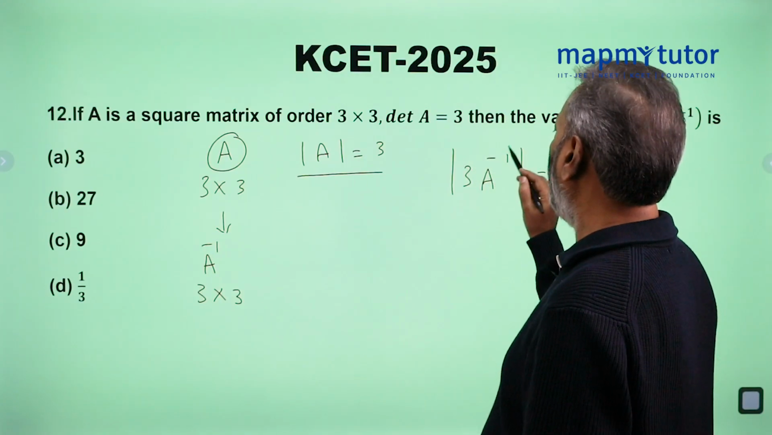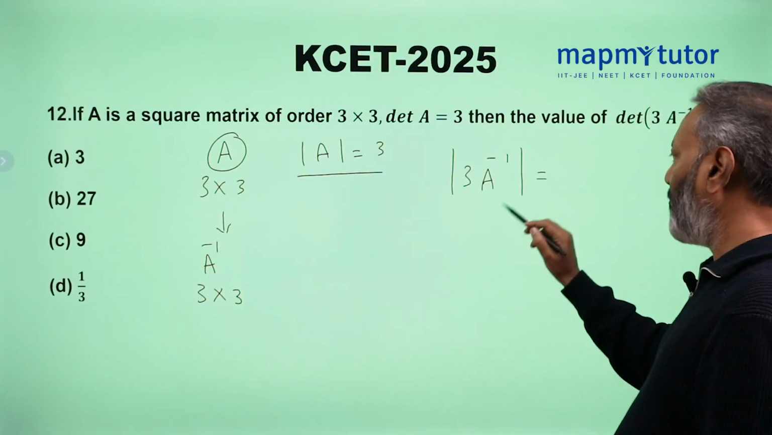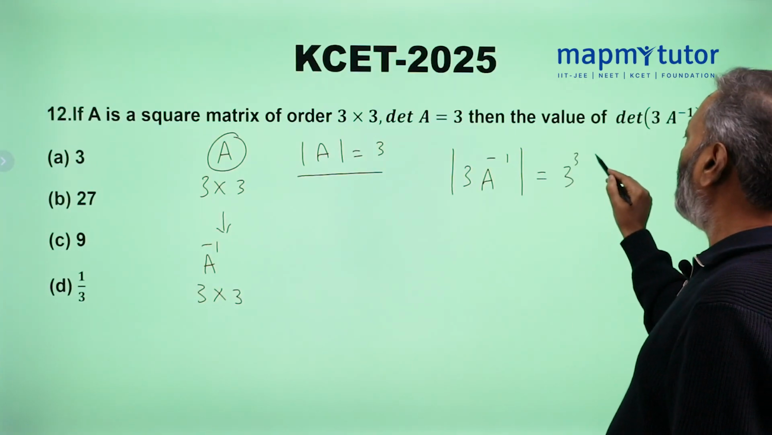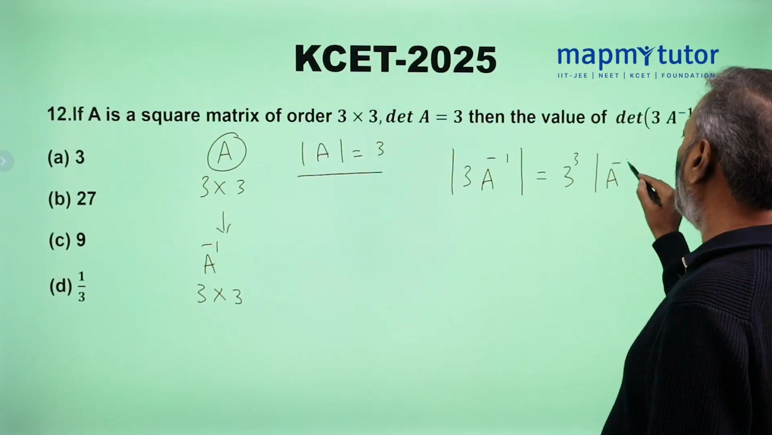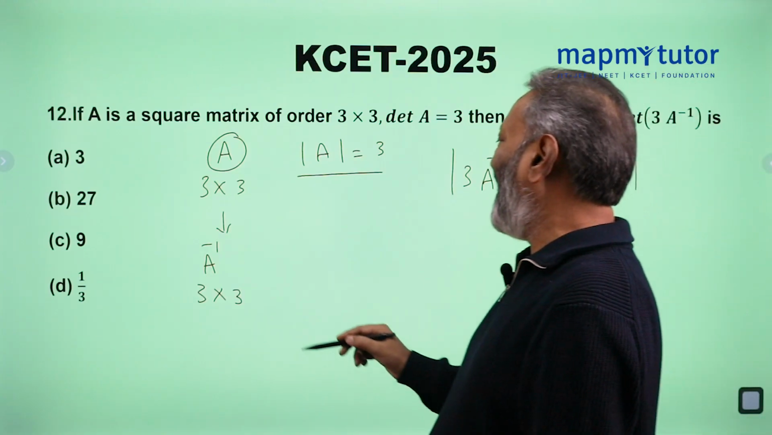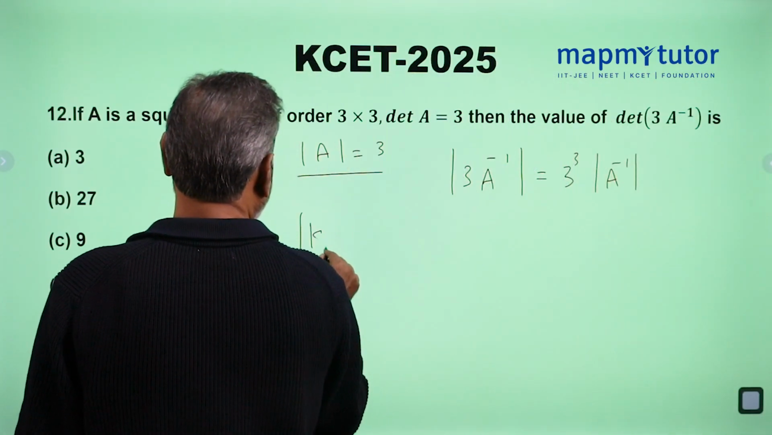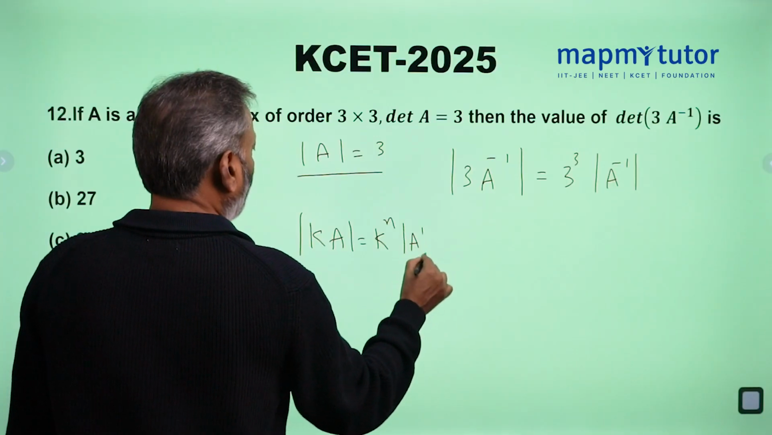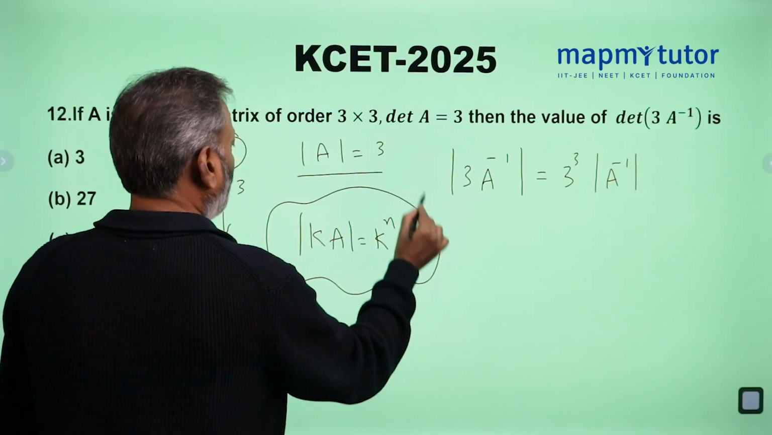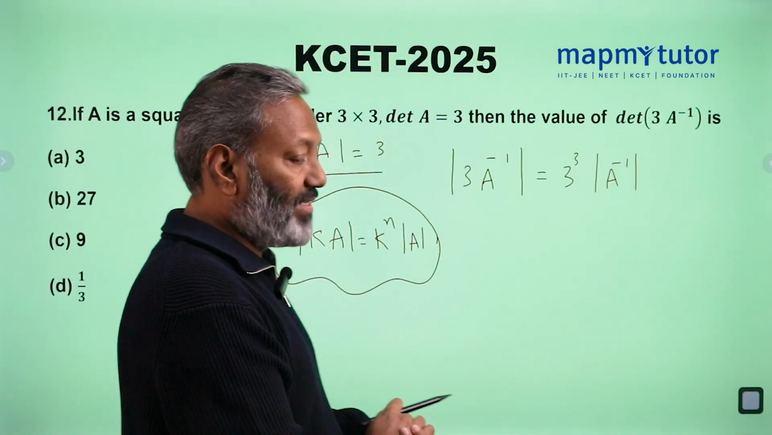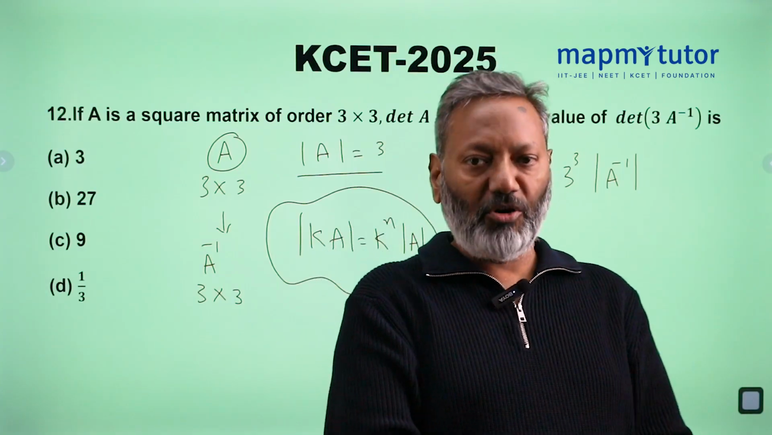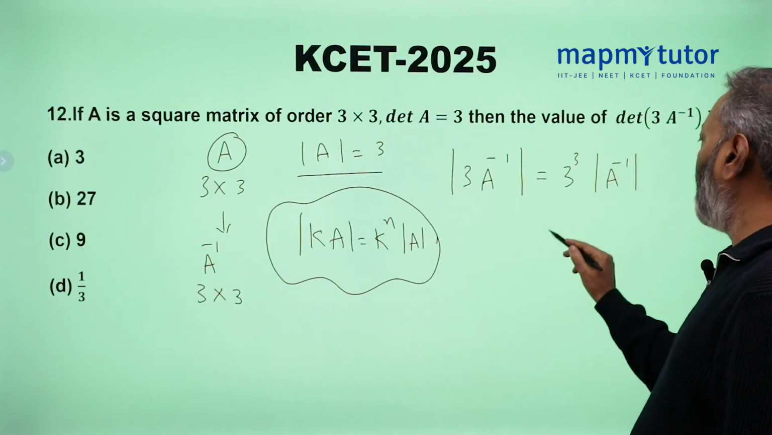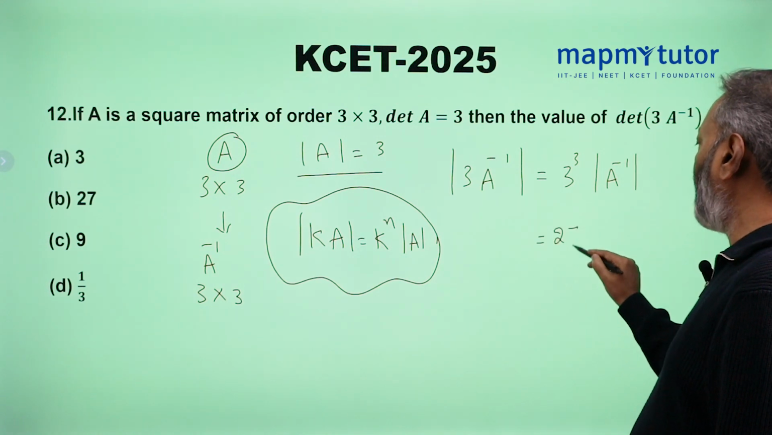Now, using that, again coming back to the determinant property, det of 3 into A inverse can be written as 3 cube times det of A inverse. Why? Because det of K times A is always equal to K power n times det A. This is the basic property, where n is the order of the matrix A. If A is n cross n, okay? So here A inverse is 3 cross 3. Therefore, I should get 3 cube out, which is 27.